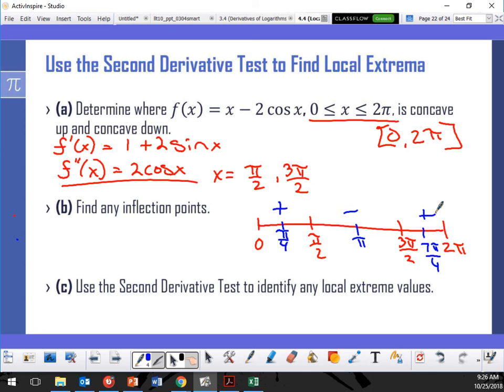What am I doing here? Oh yeah, back up to the top, sorry. Checking for concavity. I knew I said it. All right. So it's going to be concave up.